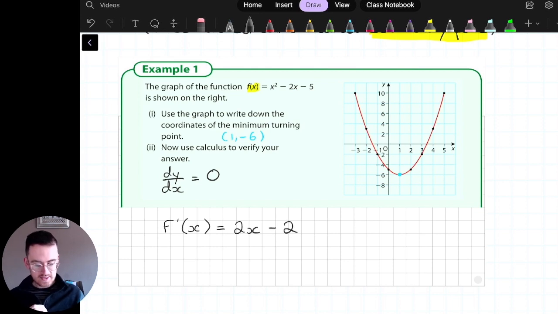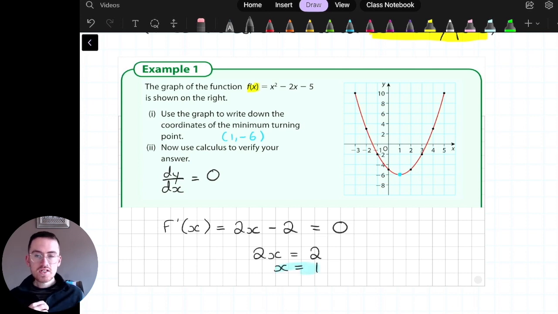And we are going to set that equal to 0. So now we're going to solve for x. So 2x is equal to 2, x is equal to 1. Okay, so that's our first part, x is equal to 1.